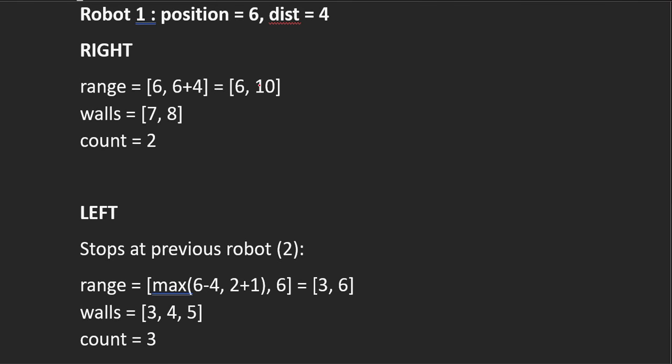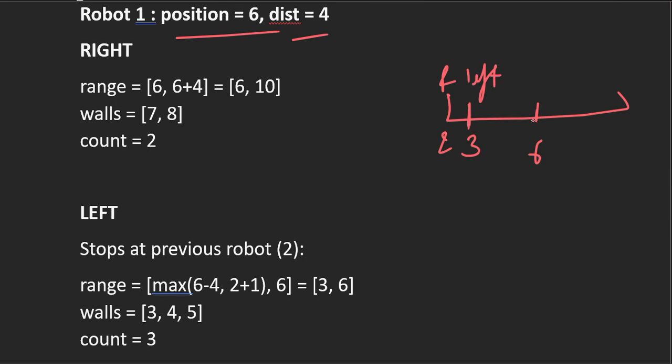So robot 1 is at position 6 and its distance is 4. Distance is 4 means this is position 6, 6 minus 4, that is 2. But we have already another robot at 2, so we take 2 plus 1, 3. So this is the left range of this robot, and 6 plus 4 is 10. So we get the right range as 6 to 10. And how many volts are present? 2 volts, that is 7 and 8.